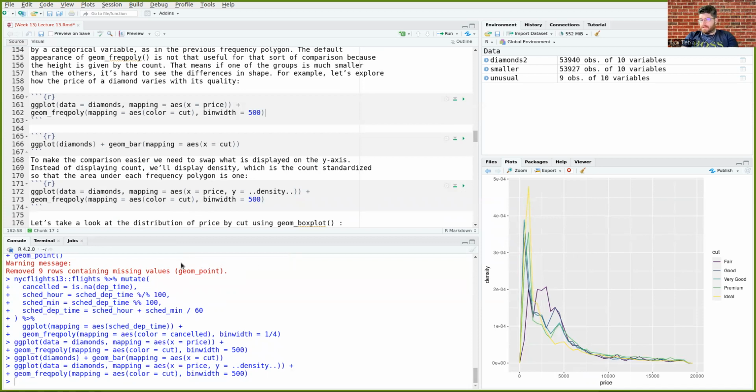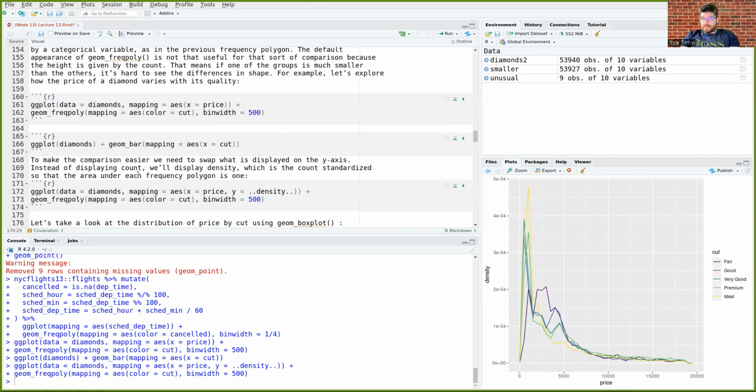Maybe ideal cut diamonds are not that large, that's why, but based on one variable, it's really hard to say why it is so, because cut is not the really important thing of the diamond. Maybe the clarity, maybe the size of the diamond are more important than the cut of the diamond.